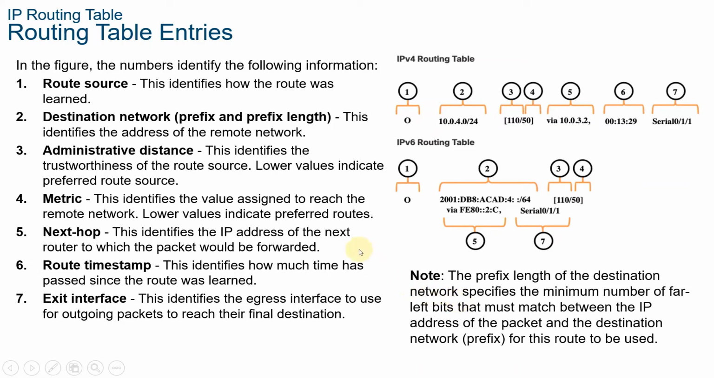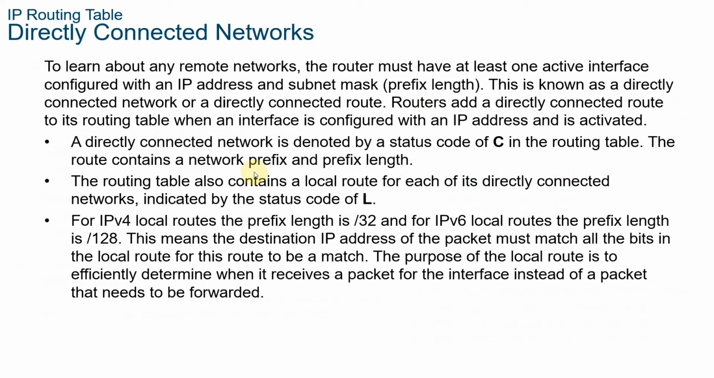All right, so take note that the prefix length of the destination network specifies the minimum number of far left bits that must match between the IP address of the packet and the destination network or prefix for this route to be used. Okay?